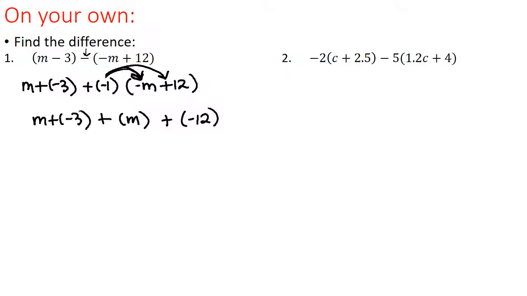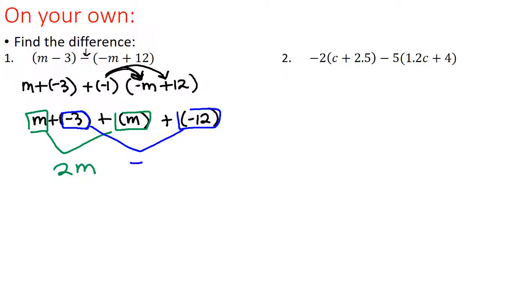So now as I look at this, I can combine my like terms. m plus m is going to give me 2m. Negative 3 plus negative 12 is going to give me negative 15. So now I can say 2m plus negative 15 is going to give me my answer. Okay? Now as we look at this next one over here, I have this negative 2 out front.